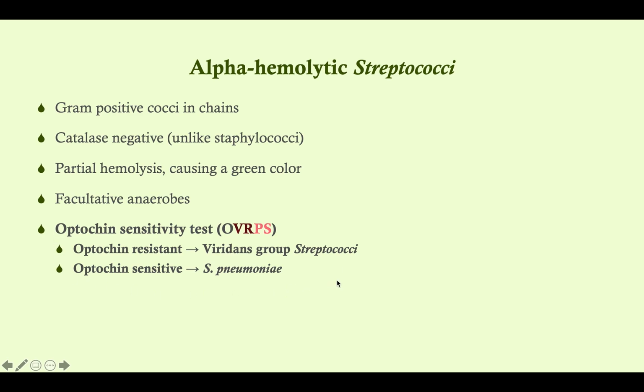So remember, in the staph section, we talked about novobiocin sensitivity. Here we're talking about optochin sensitivity. So if you're dealing with alpha hemolytic strep, your very next test is going to be an optochin sensitivity test because that will narrow it down to either the group or the bacteria. So if it is optochin resistant, in other words, if you put an optochin disc onto the plate while you're culturing, growing the bacteria, and the bacteria grow right next to the disc, then you know you're dealing with Viridans group strep because it's resistant.